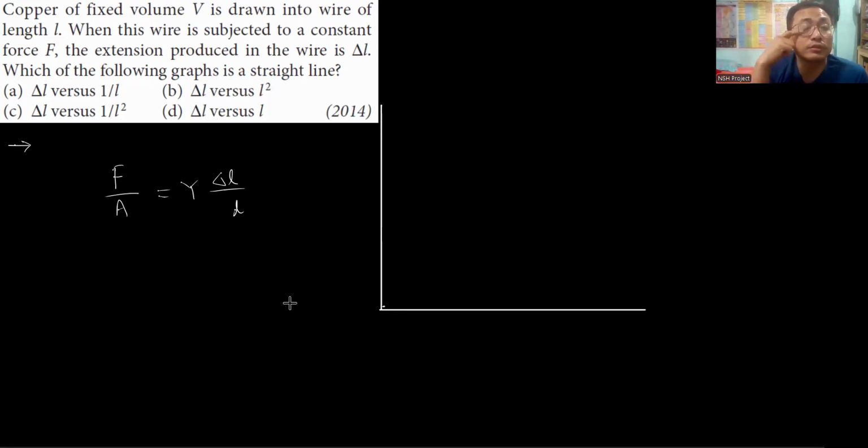So, a fixed volume of copper is drawn into wire. When this wire is subjected to a constant force F, the extension produced in the wire is delta L. Which of the following graphs is a straight line?